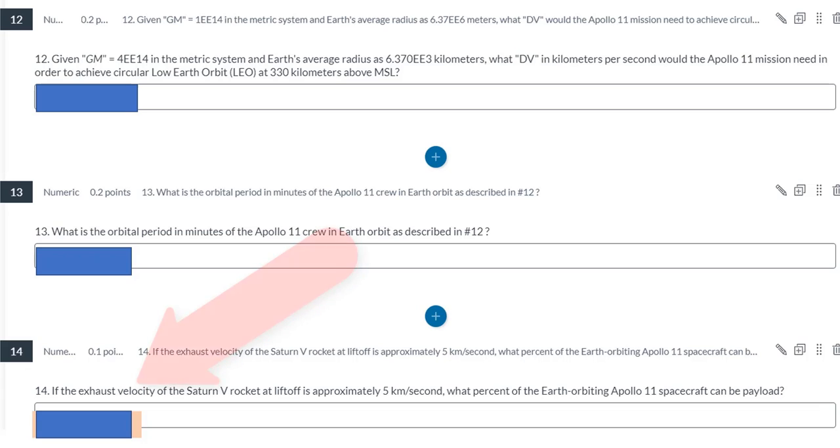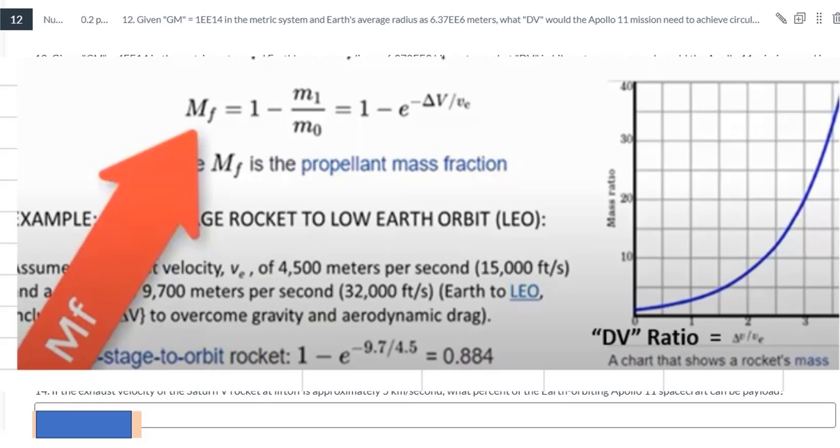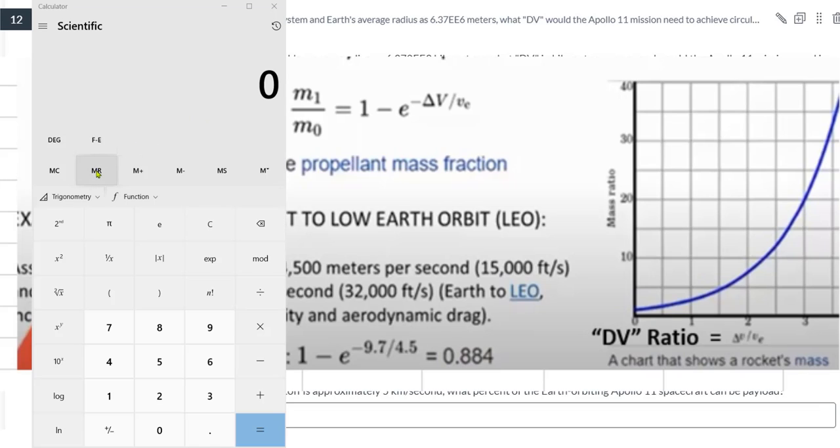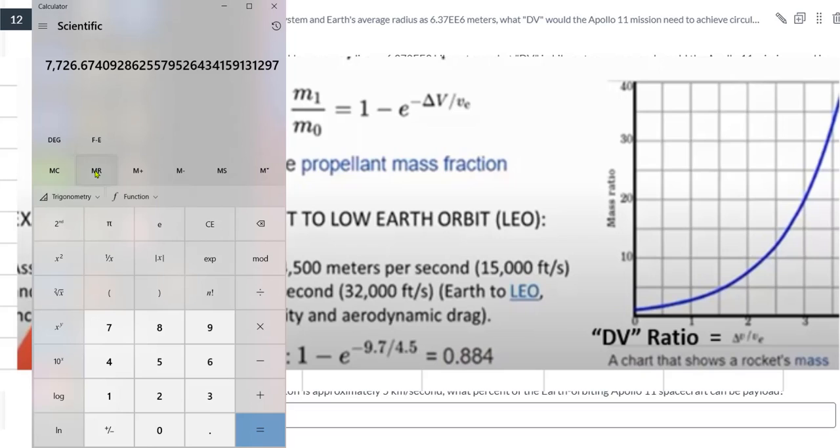Final question is to get the exhaust velocity of the rocket. We have to go back to Tsiolkovsky and compute the delta V, which I stored in memory, divided by 5,000, which is the exhaust velocity of the rocket, and that's going to give us 1.54.